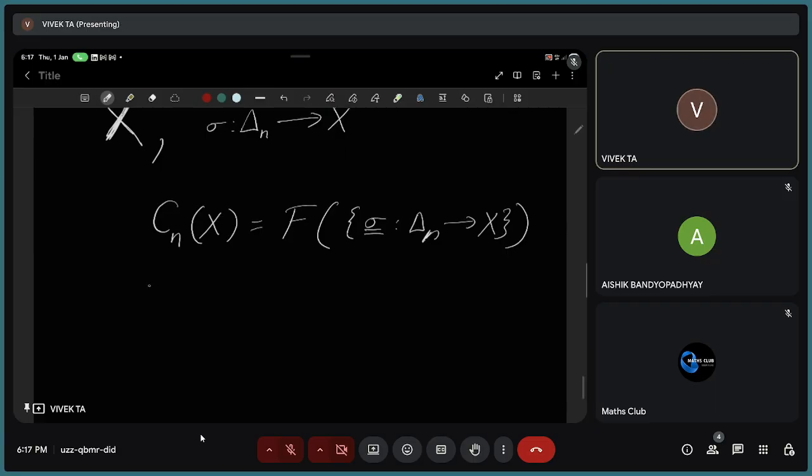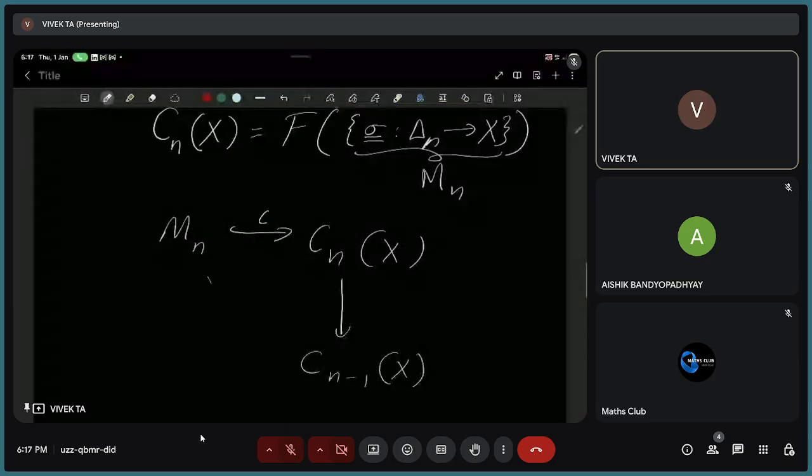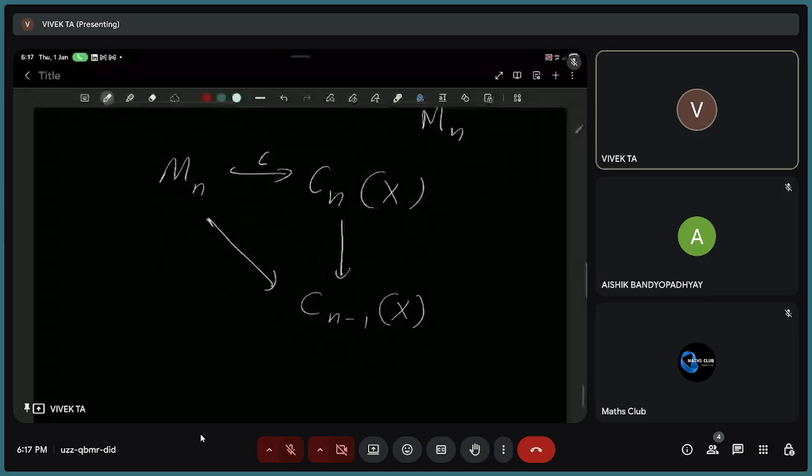Now, of course, there is a natural map though, right? Because how did we define this set? We have this set, which I'll call Mn. We have an inclusion map i from Mn to Cn of X, and then we can go to Cn minus 1 of X. How do you define that? So Mn goes to, each element sigma of Mn goes to dou sigma.